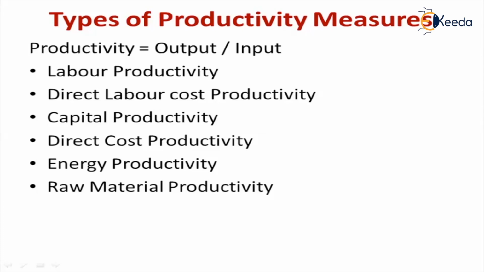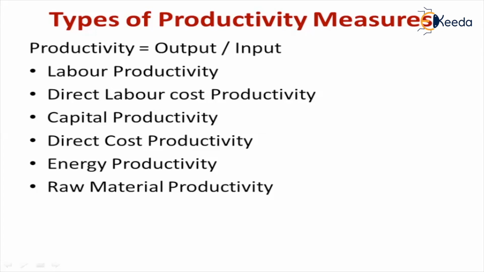Direct cost productivity. There are some direct costs like purchasing of raw materials, purchasing of tools, purchasing of material handling equipments. These all indicate direct cost. Does my investment fulfill the output? Again, it is the direct cost productivity.